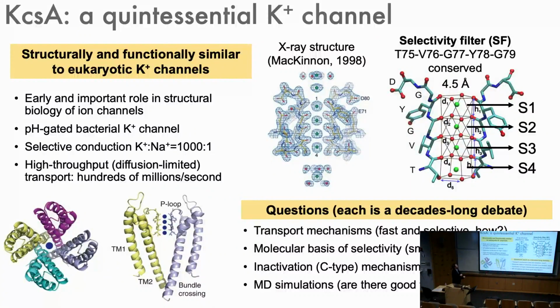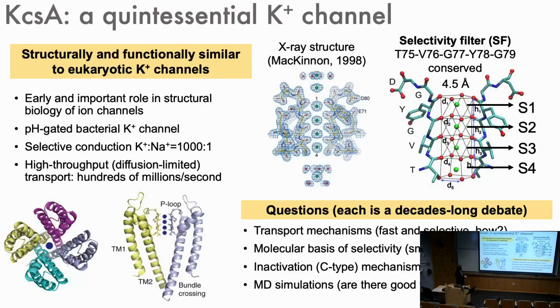And specifically, our work focused on the KcsA channel, which has become a quintessential potassium channel because it's a relatively small protein. That means it's easier to synthesize, characterize in the lab, and do experiments with. It is a bacterial channel and it's pH gated, but it is functionally and structurally very similar to eukaryotic potassium channels, the channels that we have, and it has all the characteristics that I mentioned before.